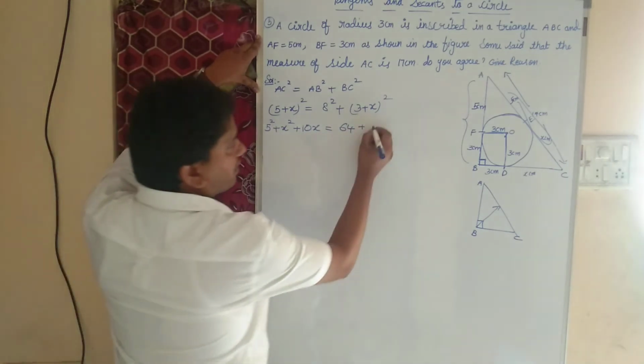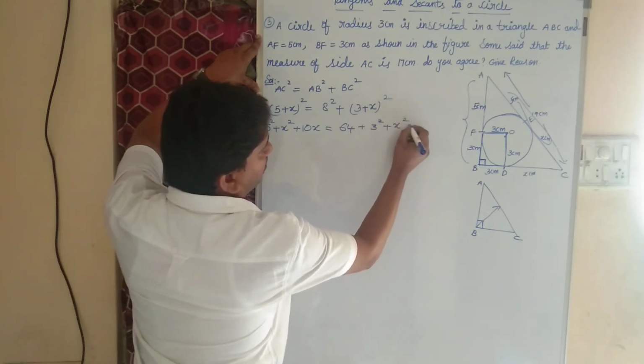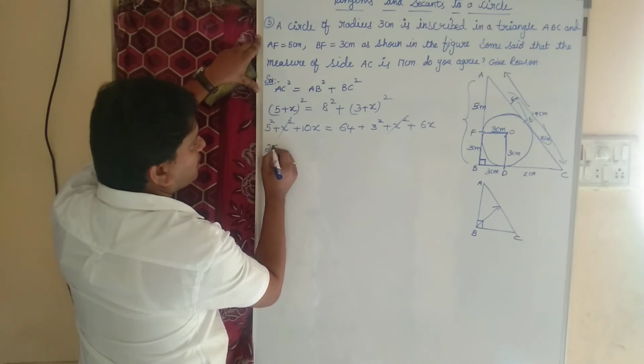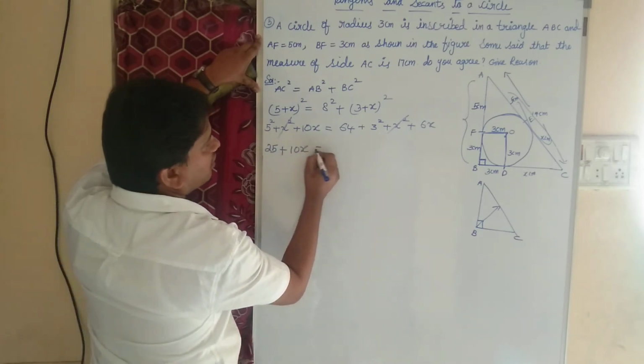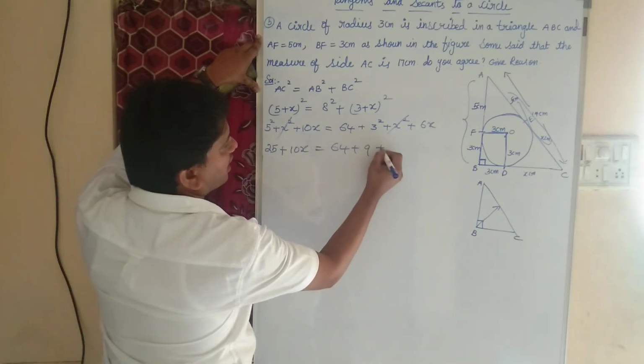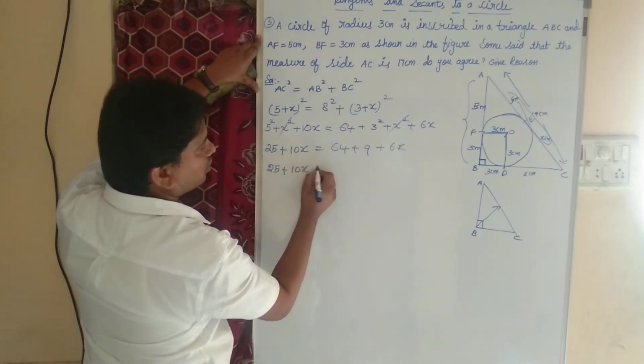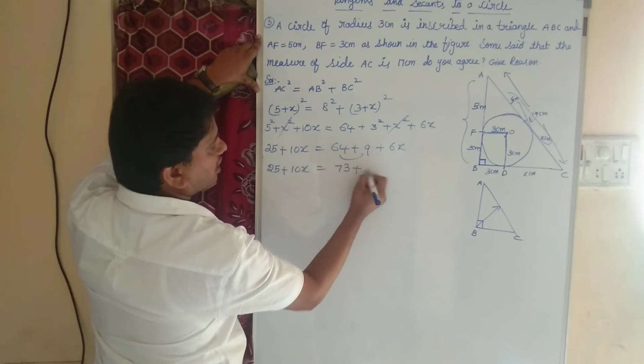Again (3 plus x) whole square is a square plus b square plus 2ab. 2 into 3 is 6x. x square cancels. 5 square means 25 plus 10x equals 64. 3 square means 9 plus 6x. So 25 plus 10x equals 64 plus 9, 73 plus 6x.